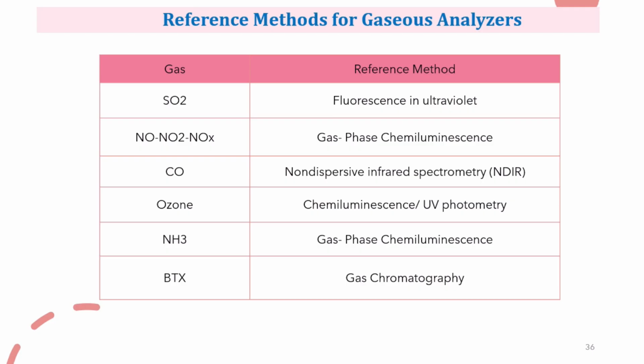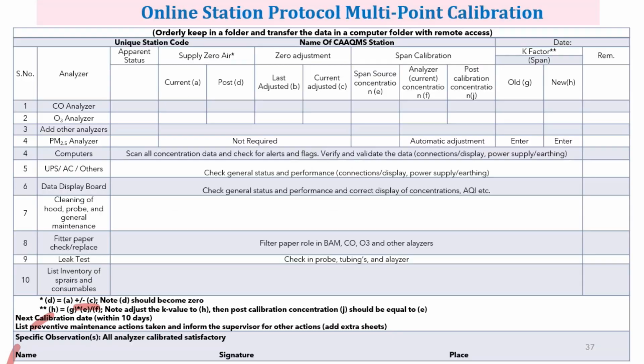Standardized reference methods are crucial for measuring air pollutants accurately. Here's how we detect some of the key gases. Sulfur dioxide, we use ultraviolet fluorescence. Nitric oxide, nitrogen dioxide, and total nitrogen oxides are measured by gas phase chemiluminescence. Carbon monoxide is monitored using non-dispersive infrared spectrometry. Ozone detection uses ultraviolet photometry. For volatile organic compounds like benzene, toluene, and xylene, we use gas chromatography.